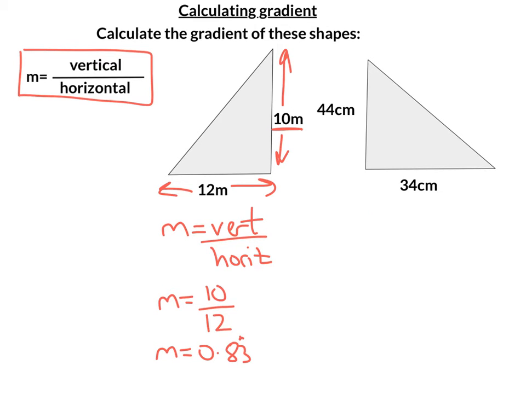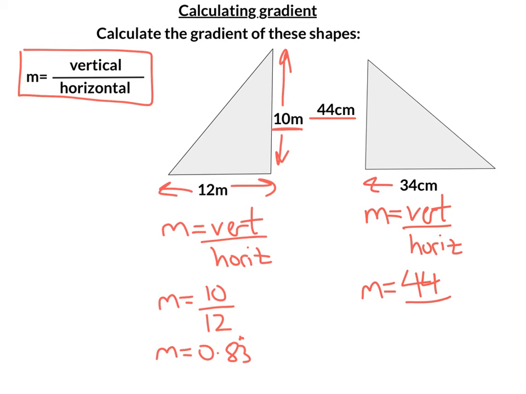Let's try this second shape. So m equals vert over horiz. Now we need to put your values in. So the vertical is 44 centimeters, and then the horizontal is 34 centimeters.